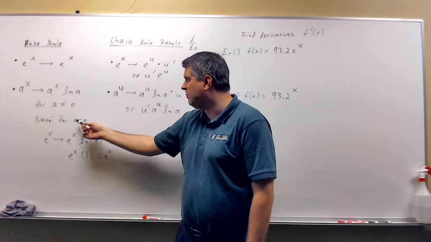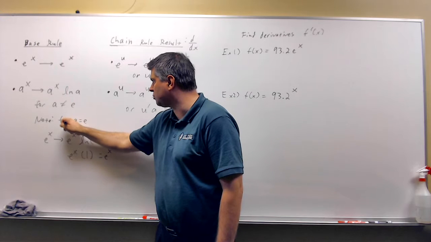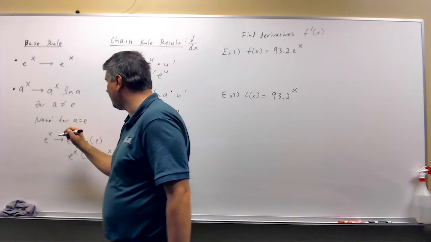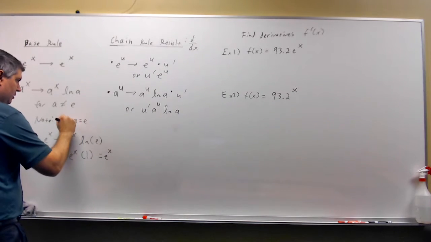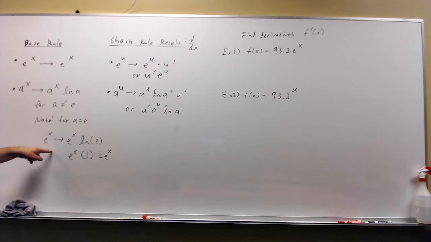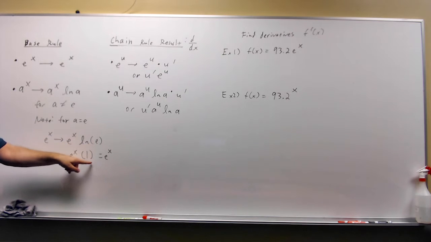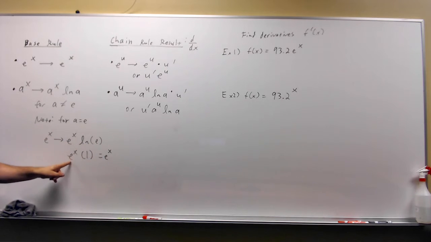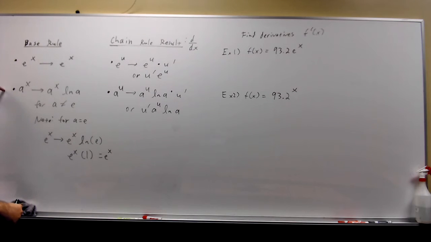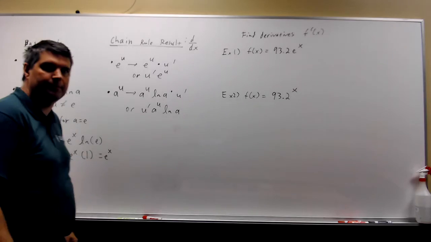Now, this rule does work for a equals e. Okay, but e to the x would differentiate under this rule as e to the x times the natural log of e. Natural log of e is 1. So e to the x times 1 would give me e to the x. So that's the reason why these two rules are explained differently.